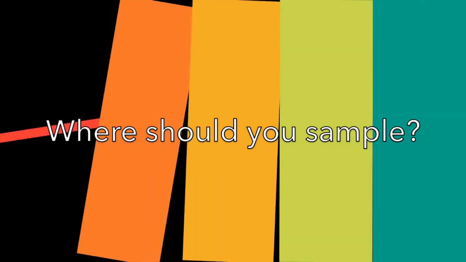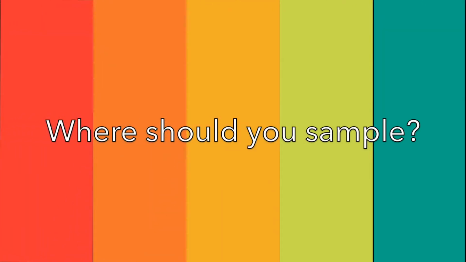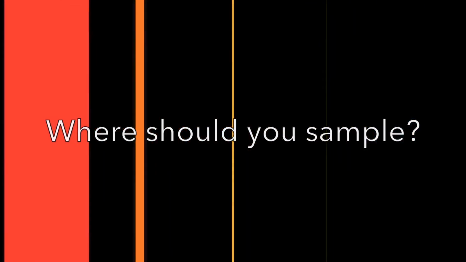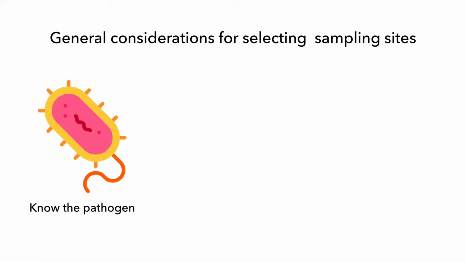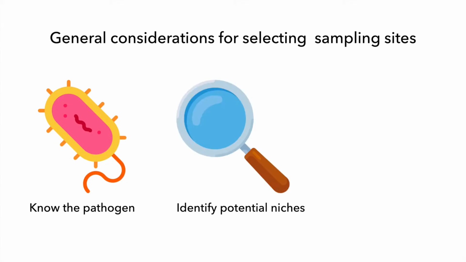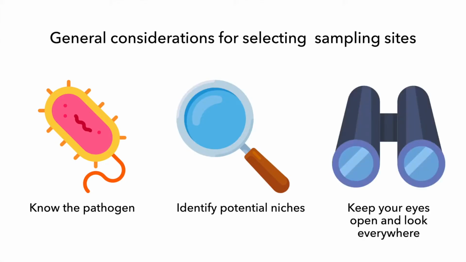Often, outbreak investigators are limited on the number of samples they can take. This video will help you identify and prioritize sites where contamination is more likely to occur. There are three main things you must do when selecting sampling sites: know the pathogen, identify potential niches, and keep your eyes open and look everywhere. Let's look into these three areas more closely.